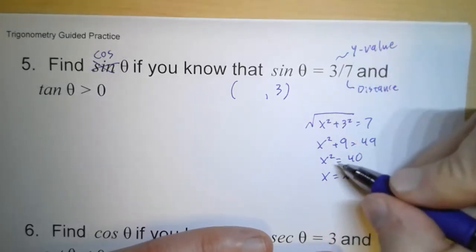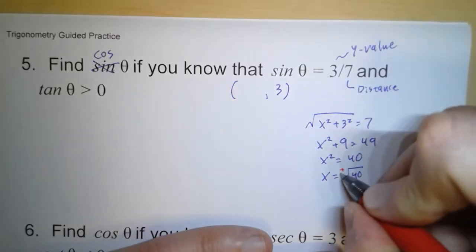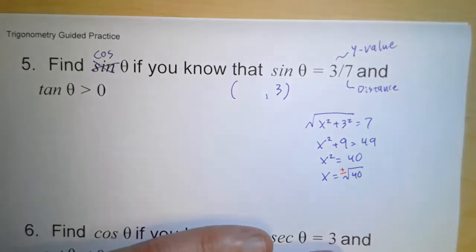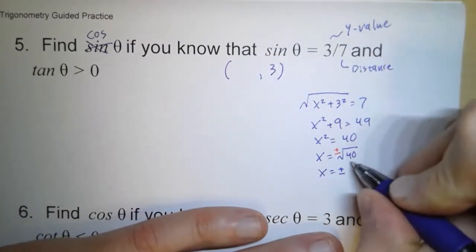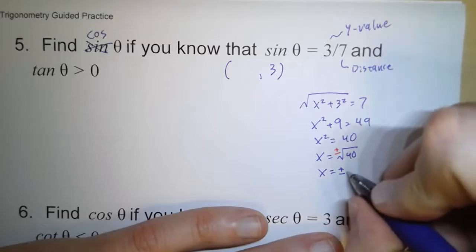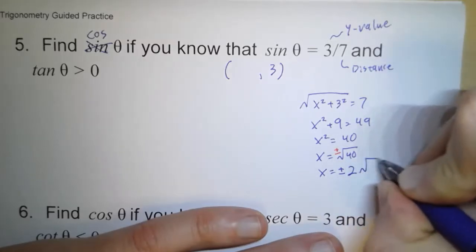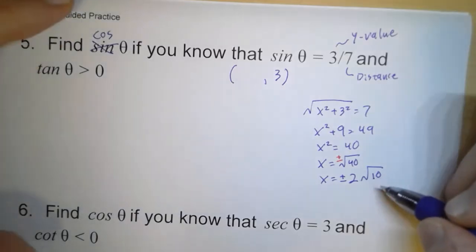Now the thing to remember is anytime you take the square root, you have to include plus or minus. And we can simplify that by saying, well, can't take the square root of 40, but we can take the square root of 4. And that square root of 4 is 2. And that leaves 10 inside the radical. So we have plus or minus 2 radical 10.